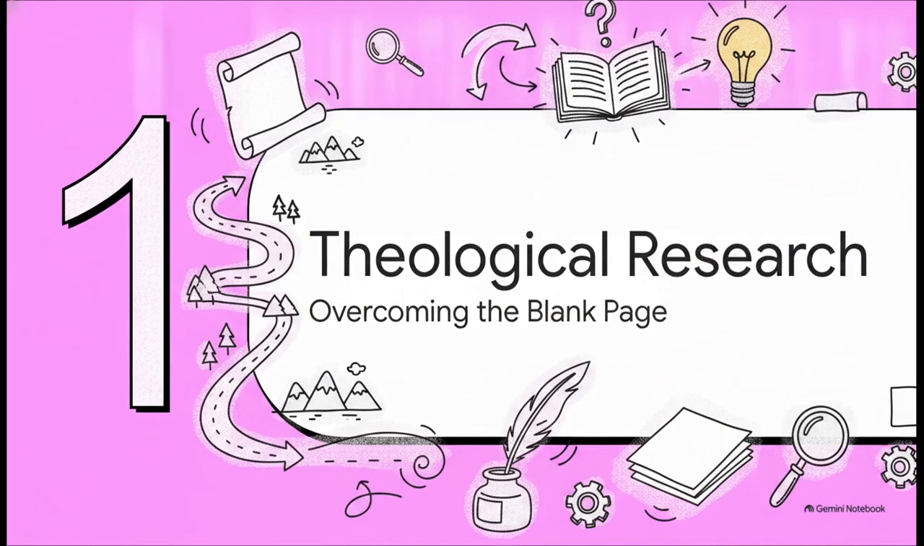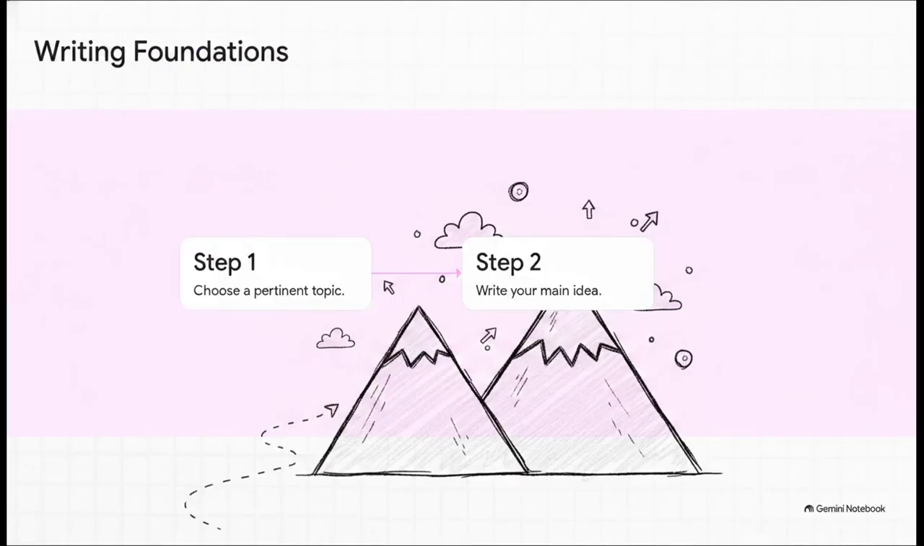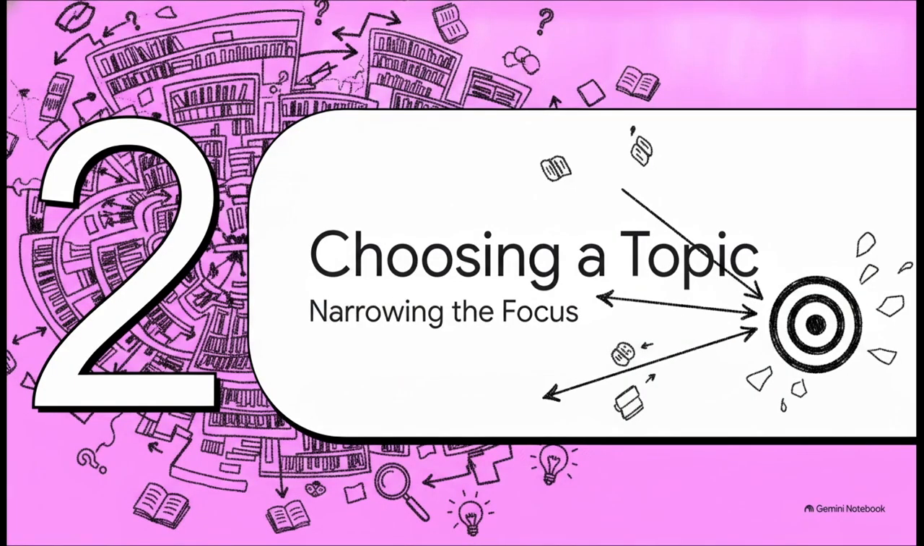Welcome to Theological Research, overcoming the blank page. The entire foundation of successful academic writing really boils down to just two massive mountains we've got to climb today. Step 1, choose a pertinent topic, and Step 2, write your main idea. Now, I know that sounds deceptively simple, right? But the real secret to a great research paper lies in exactly how deliberately and carefully you execute these two specific steps. Moving right along to Section 2.